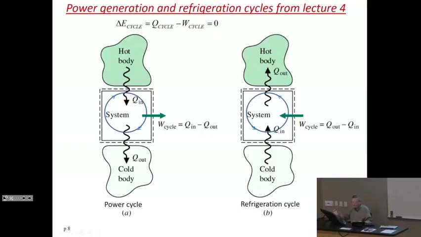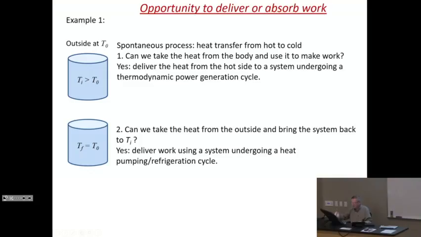But when we looked in lecture 4 at the refrigeration cycle, what we had is a system that takes in work, takes heat from the cold body, and sends that heat to the hot body. So this is a cycle that we would have needed to take a body initially at T0, the equilibrium temperature outside, and make it hotter by pumping heat into it with a heat pump. Now the heat pump will cost you work.